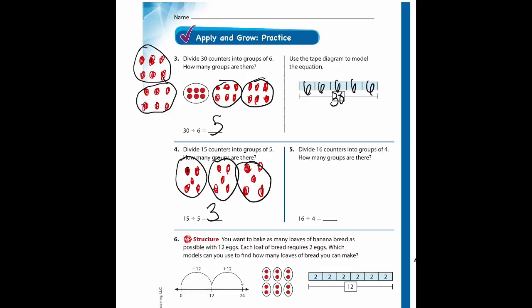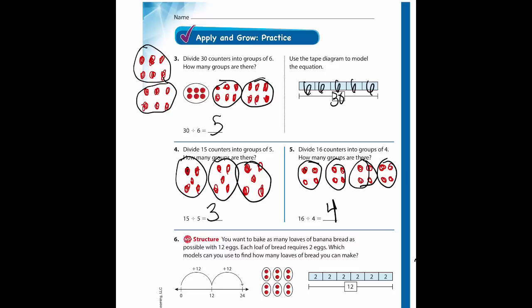16 counters in groups of 4. So I need 1, 2, 3, 4, 5, 6, 7, 8, 9, 10, 11, 12, 13, 14, 15, 16. I'm going to draw 1, 2, 3, and 4. So 16 divided by 4 is 4. And it totally checks out. I have 4 groups of 4. That one, get in there. Okay, good. All right, so now I'm going to move on to the next page.